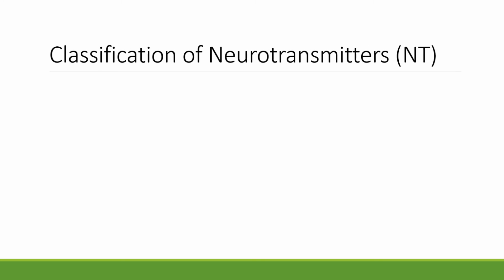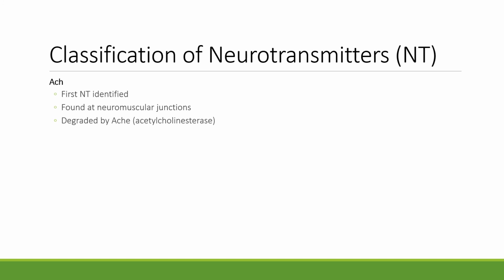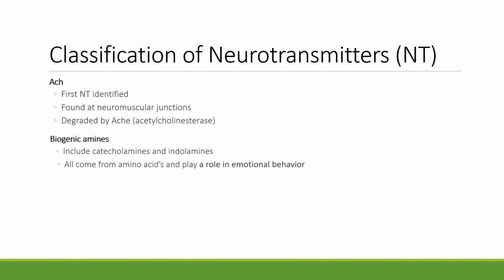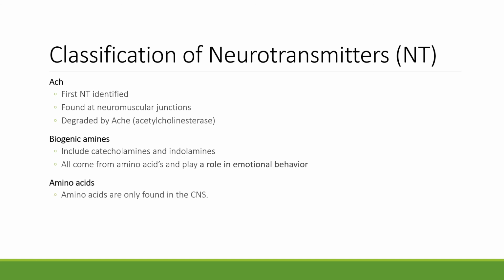ACh, or acetylcholine, is the first neurotransmitter identified. It's located at the neuromuscular junctions, and it's degraded by acetylcholinesterase. Anytime you see the ending -ase, it tells you that it's an enzyme. There are biogenic amines that include the catecholamines like epinephrine and norepinephrine, and indoleamines. All come from amino acids and play a role in emotional behavior.